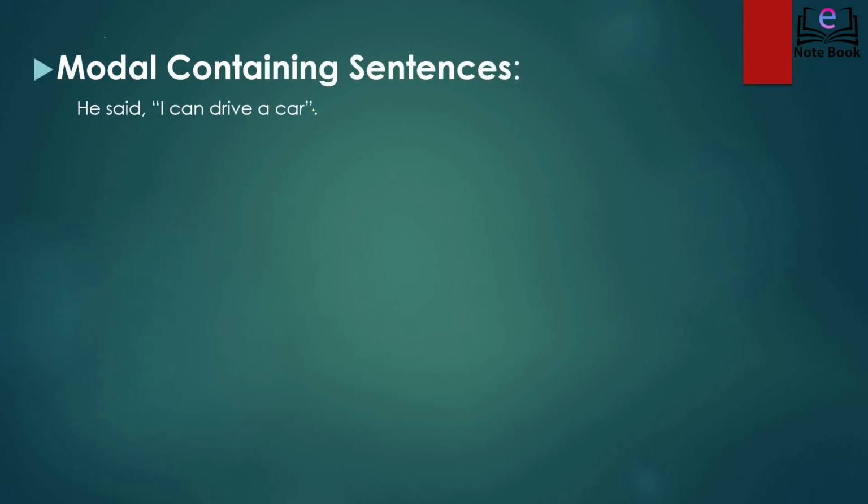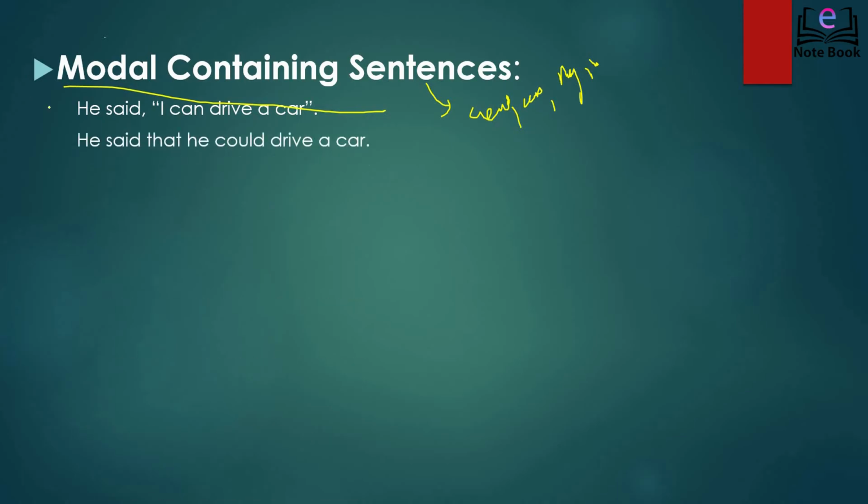Alright, next we look at modal containing sentences. What are modals? Could, can, may, might, etc. How do we change these? Looking at this example, we have, he said, "I can drive a car." Now, after you see that the reporting verb is in past tense, we know we need to make changes. But what change? The modal has to be changed. "Can" changes to "could" here. And we write the rest of the sentence as it is.